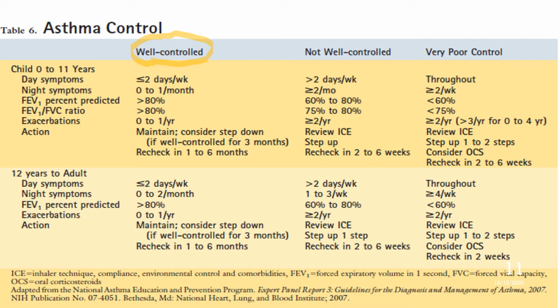I identify well controlled that you have less than 2 times a week symptoms right here. I say well controlled is that you have 0 to 1 occurrences at night. You might just wake up once during the night or none. I also know that your FEV1 is greater than 80%. Your FEV1 to FVC ratio is greater than 80%. Your exacerbations, how many times do you have to go to the emergency room or something, is 0 to 1 time. And what that means is you are really managing the severity of your asthma, and you determine your severity score upon the previous scores that I showed you before.